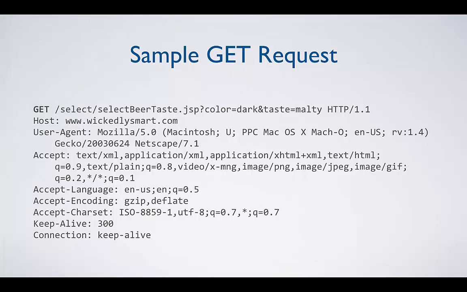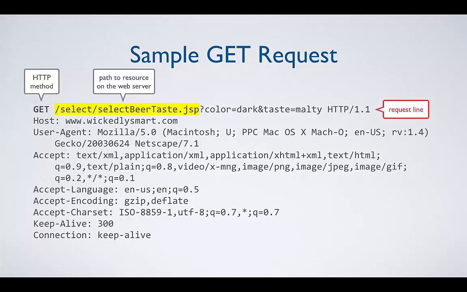Here's a sample GET request. The first line of a request is called the request line. The first word in the request line is the HTTP request method. In this case, the method is GET. Just after the request method, we have the path to the resource on the web server. And because this is a GET request, if there are any parameters from a form, for example, the parameters are appended to the path.